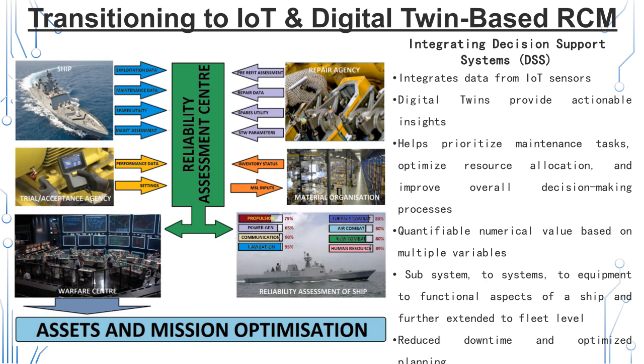The decision support system integrates data from IoT sensors and digital twins to provide actionable insights for the maintenance personnel. This helps prioritize maintenance tasks, optimize resource allocation, and improve overall decision making processes, not just for maintenance alone, but for the operations as well. Data from the Reliability Assessment Center is processed to a quantifiable numerical value based on multiple variables like spares availability, current performance, and various uncertainties as well.